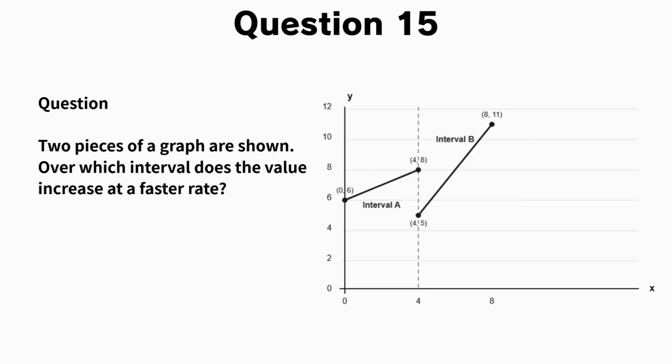Question 15. Two pieces of a graph are shown. Over which interval does the value increase at a faster rate? Take a moment to look at both intervals. The graph shows labeled points, so you can compare how much the value changes over the same x interval. As before, do not focus on which part of the graph is higher. Instead, compare how quickly the values increase as x increases. Pause here and decide which interval has the faster rate of change.